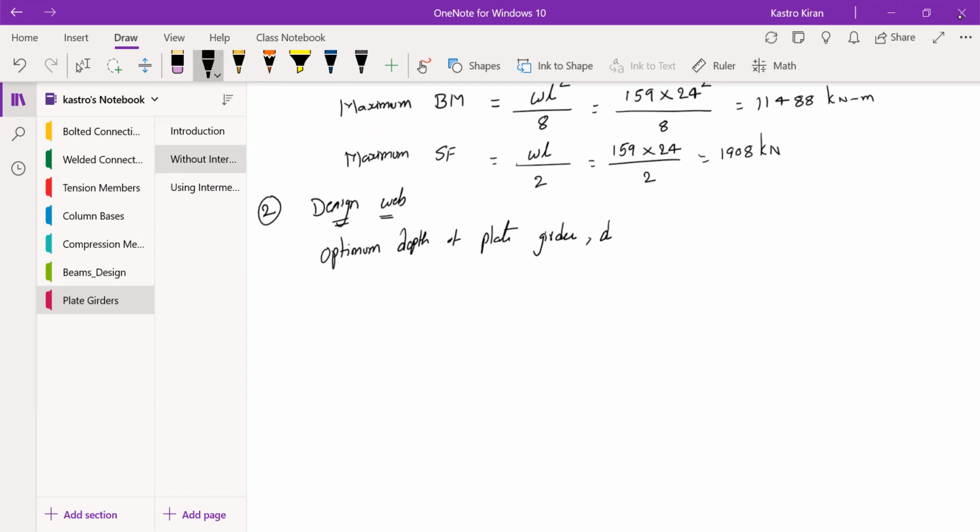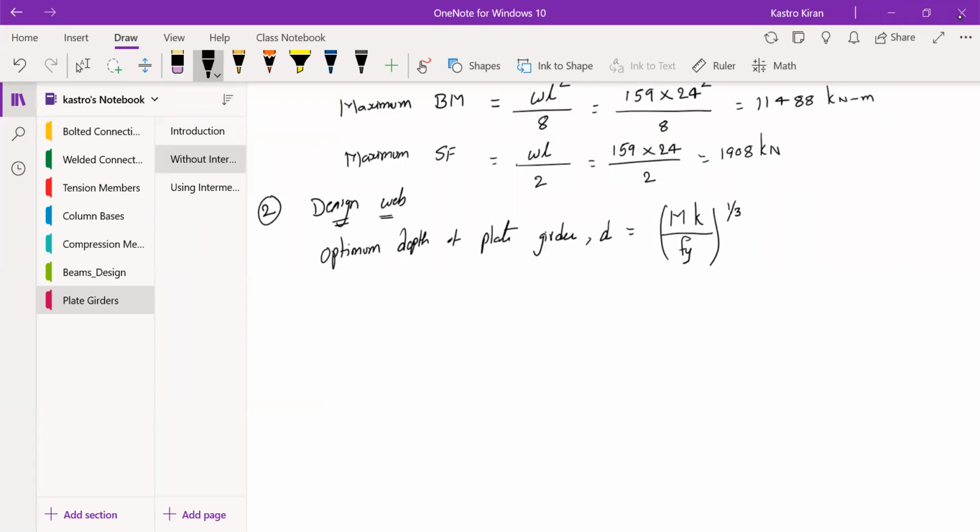So d equals to, we have talked about one formula which is M into K divided by Fy whole power 1 by 3. This is the fixed formula to find out optimum depth of the plate girder or depth of web. So it is MK by Fy whole power 1 by 3. Now the thing is, here you need to focus on considering the value of K. So here the value of K has to be considered in two cases.